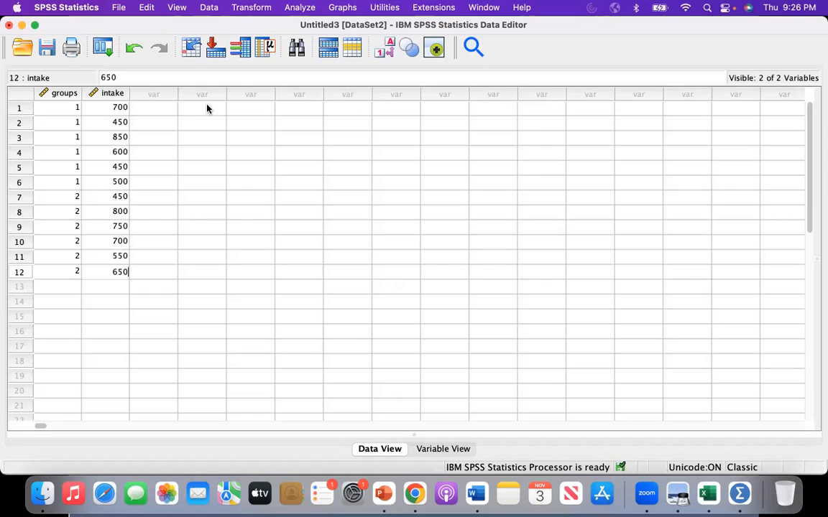650. Do y'all know where I got those numbers from? You got them from the example, right? Yep, on the slides from earlier about the groups eating slowly and fast. This is the slow group, so it should be 1. She has 700, 450, 850, 600, 450, and 500.